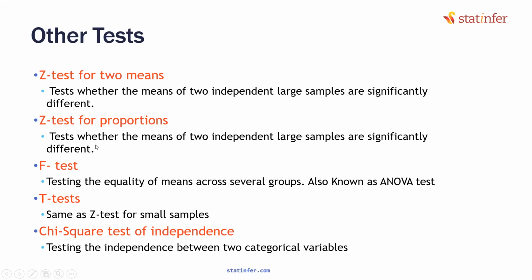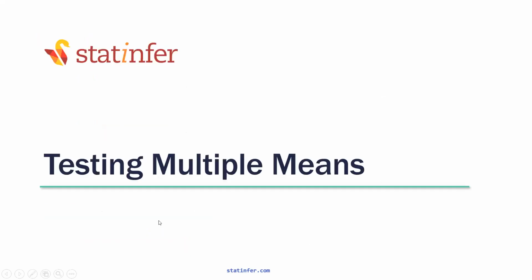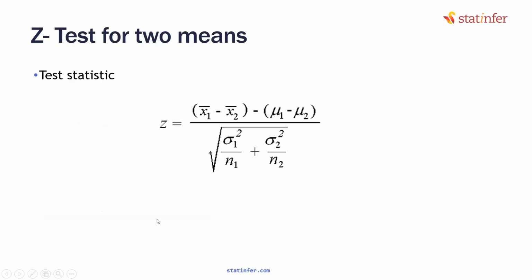If you have multiple classes, and you want to test the mean across several groups, that is known as the f-test. There are also the t-test and the chi-square test of independence. Like that, there are so many tests. At the end of the day, all these tests end up with the p-value. The p-value will decide whether we should accept or reject the null hypothesis. Let us do a couple more examples. So here we want to do a z-test for two means.